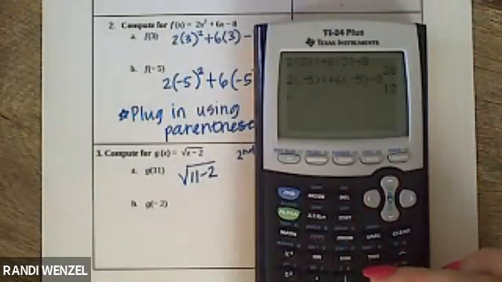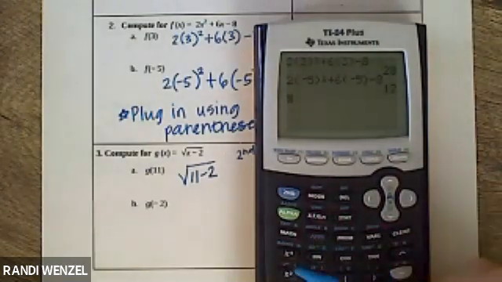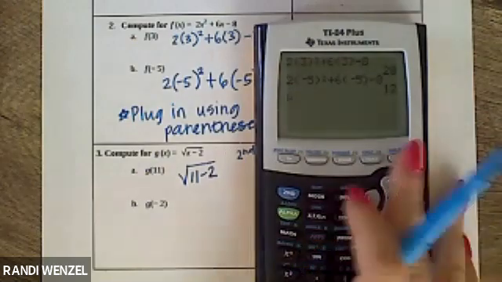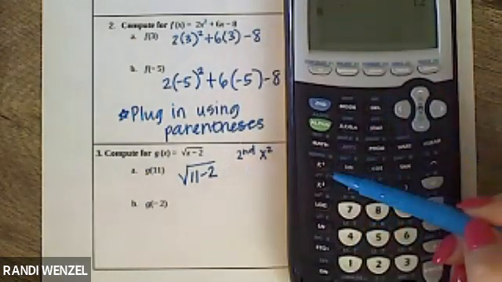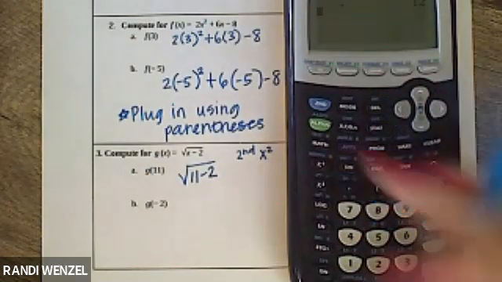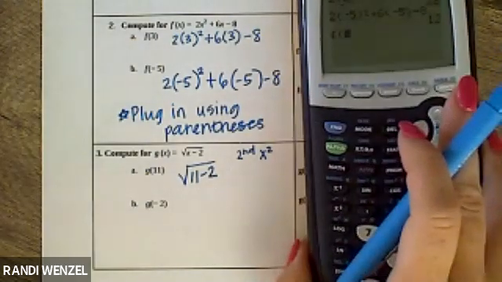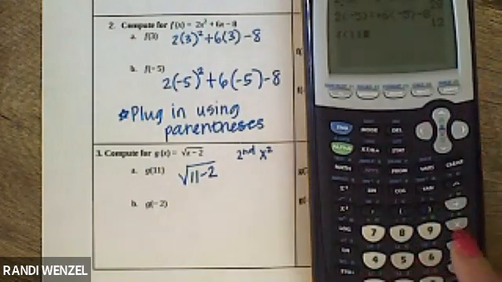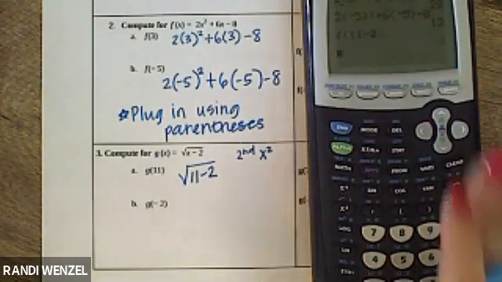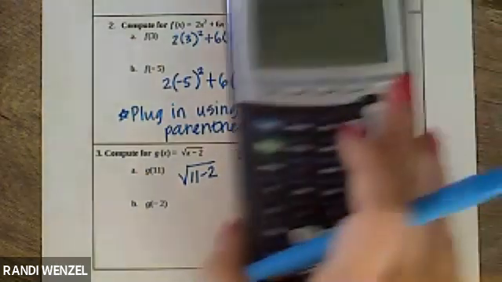If you're not very confident with your square roots, you can type this in. The square root button is right there in blue, if you can see it. It's in blue above the x squared, so that means we hit second x squared, and then it should come up. And then we can type in 11 minus 2. I'm going to close my parentheses, and it gave me a 3, because the square root of 9 is 3.